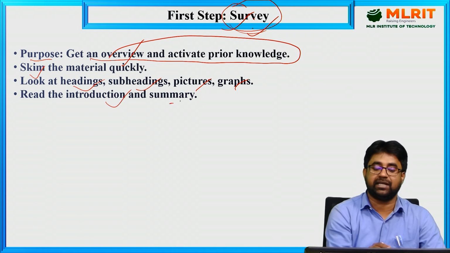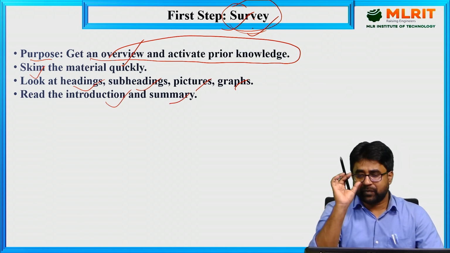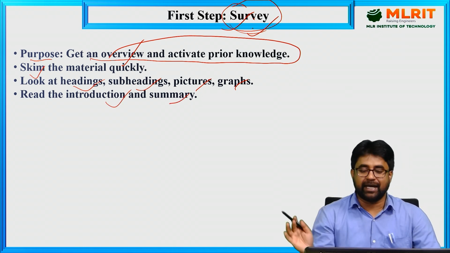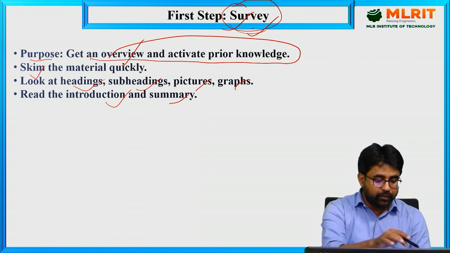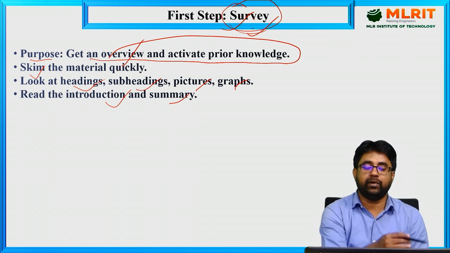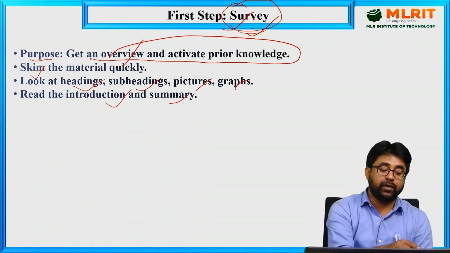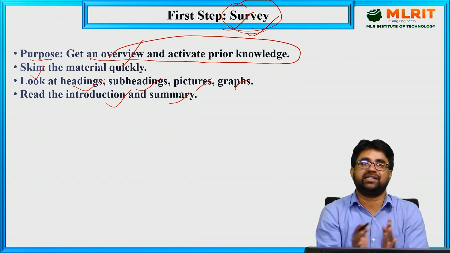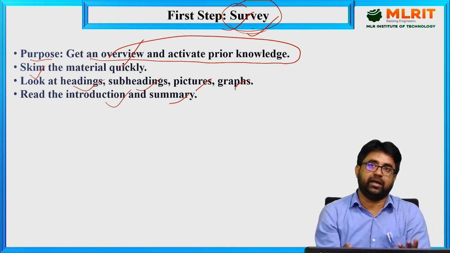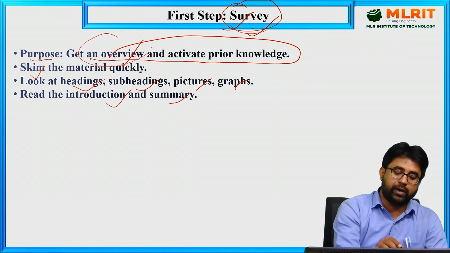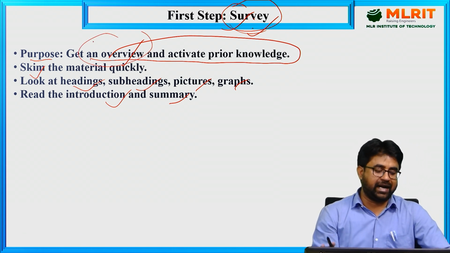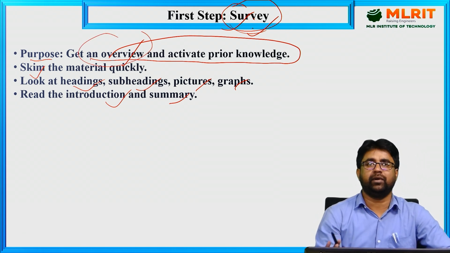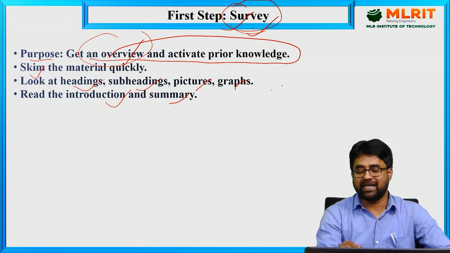Read the introduction and summary. So, a small part you read just to get an overall idea. If you read the introduction, the summary, the abstract, let's say, the headings and subheadings, you will get an idea about what the text is about. Now, that is called survey. And that will help you to get an overview, a general idea about the document you are reading or are going to read. So that is the first step, survey.